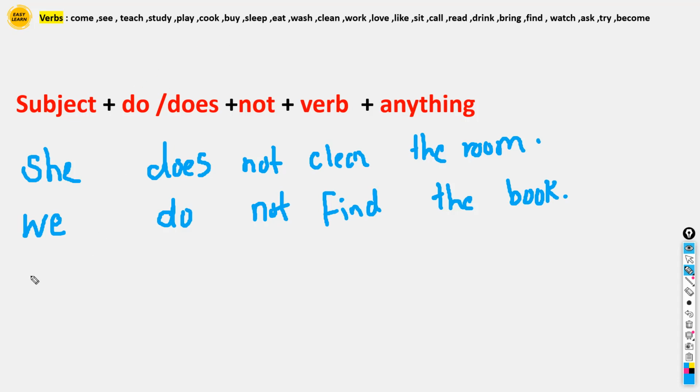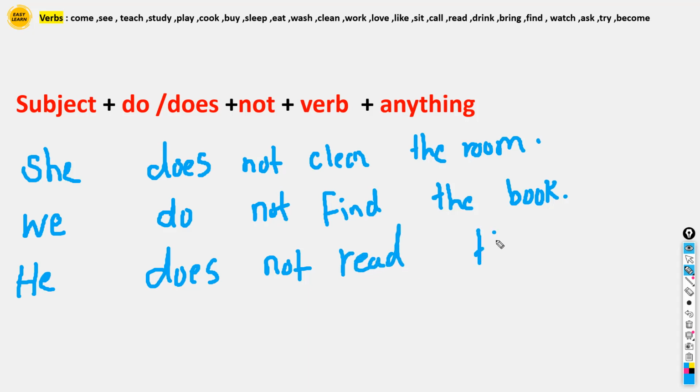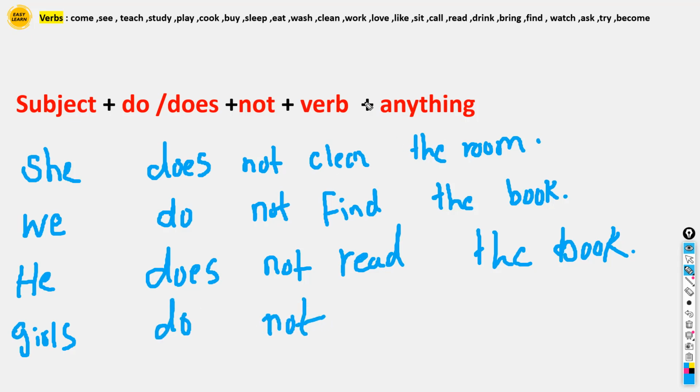Make another example. Suppose he. So with he what do we use, do or does? Does. He does. After does, we put not. Then put any verb from here. He does not read the book. Okay, so make another example. For example, girls. Girls is plural. Do we use do or does? We use do. Girls do not. Then pick any verb. Girls do not work here.